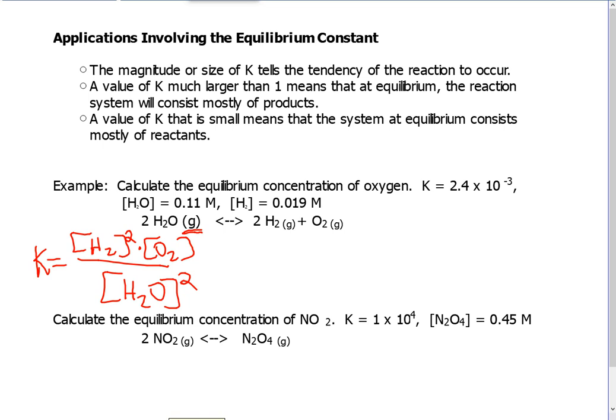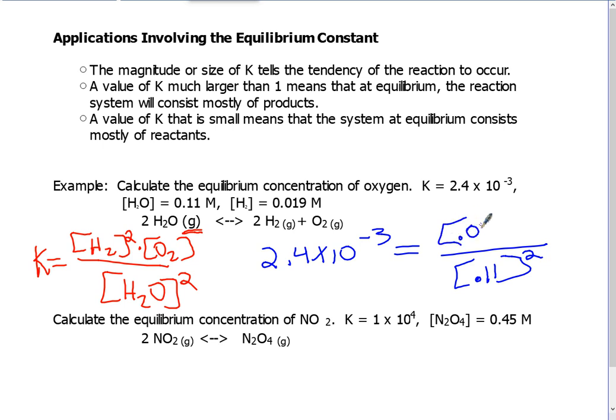All right, so now that I've got the setup, I'm going to plug in the things they've given me. They've given me K this time, haven't they? So we know K is 2.4 times 10 to the minus third. What else do we know? We know the water is 0.11 squared. We know the hydrogen is 0.019 squared. We don't know the oxygen, X. Cool? So we have to solve for X.